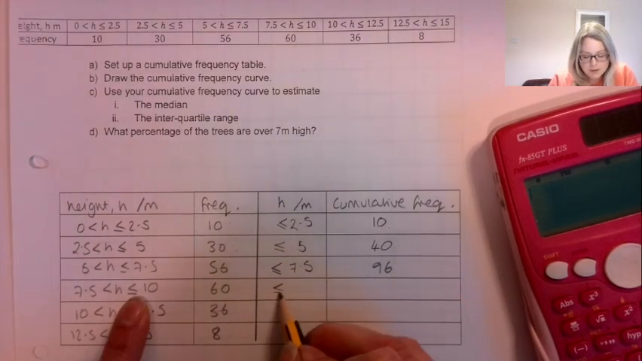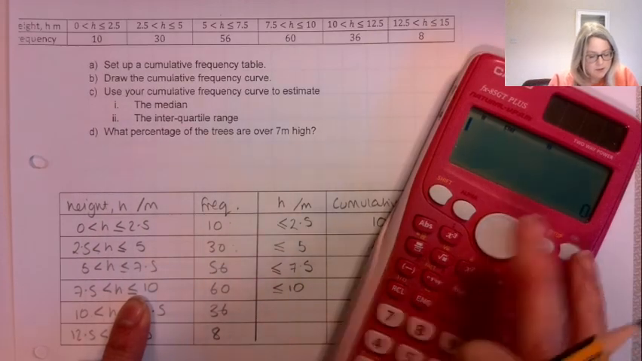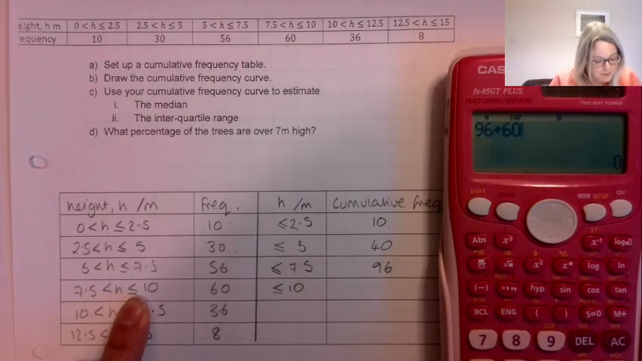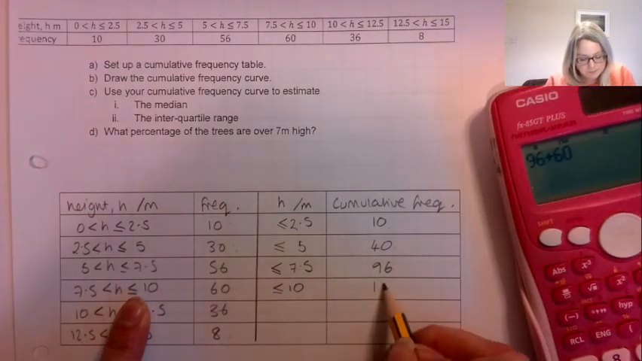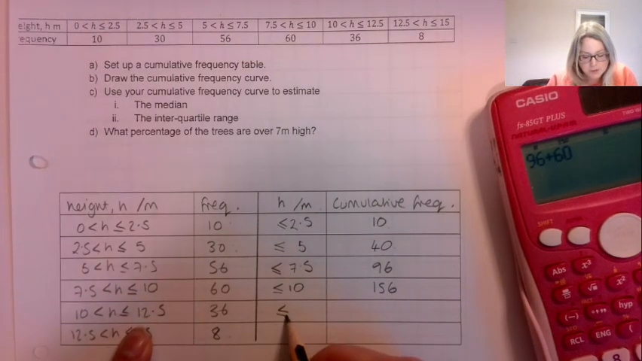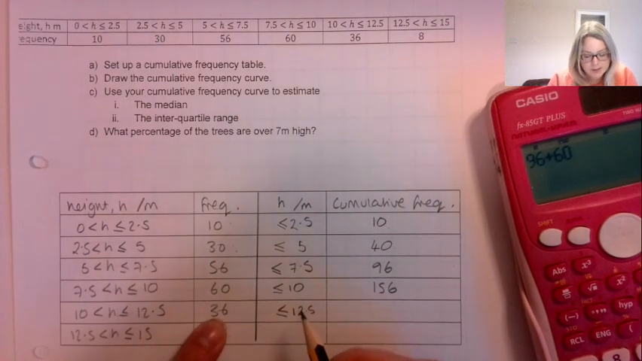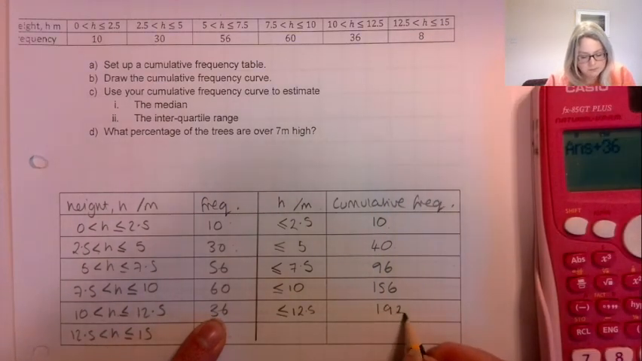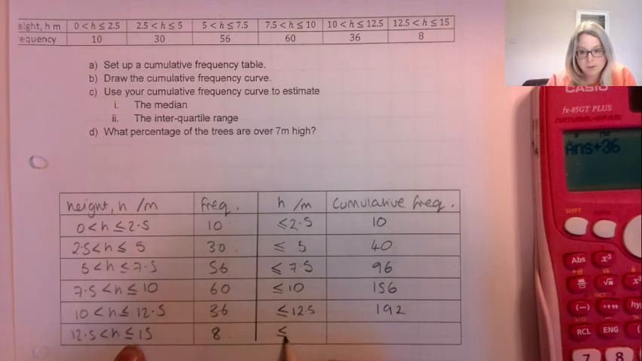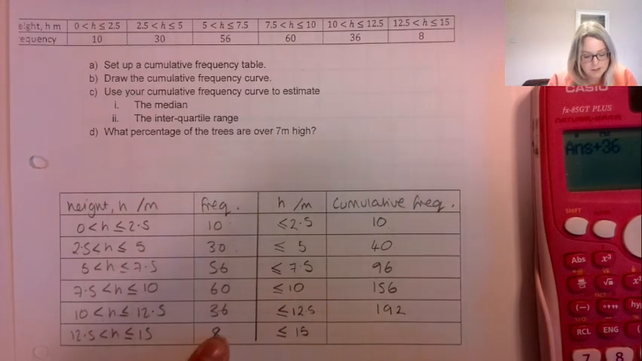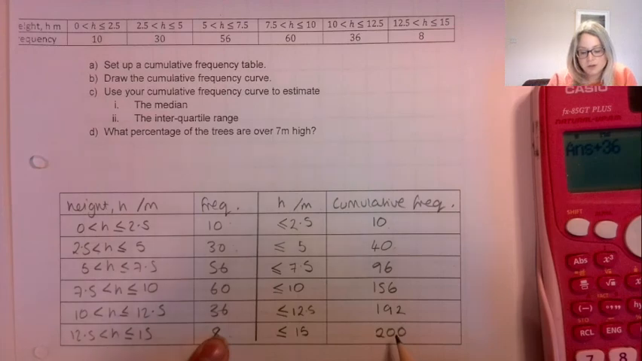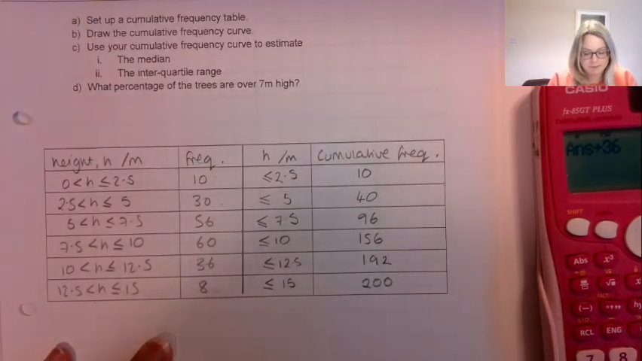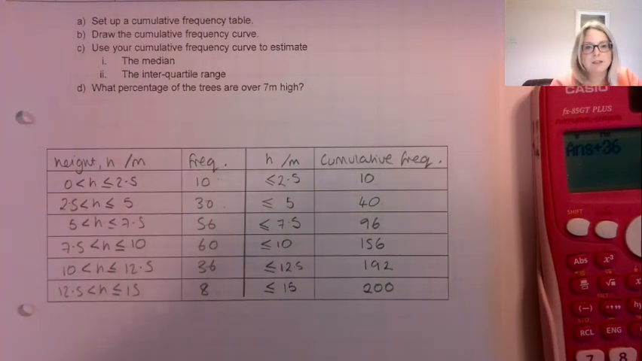Then less than or equal to 10. I really shouldn't be using a calculator for this, but look how many silly mistakes I've made in these videos. 156. Less than or equal to 12.5 meters, we have to add on these 36, gives us 192. And then less than or equal to 15 meters, we have to add on these 8, which takes us to 200. And it did tell us there was 200 trees in the forest, so we know we're probably right there. Okay, so make sure you've got that written in.